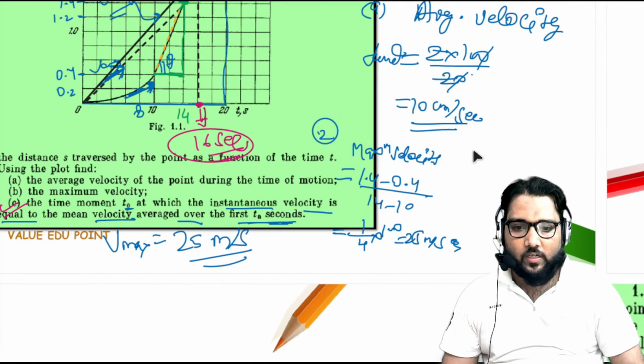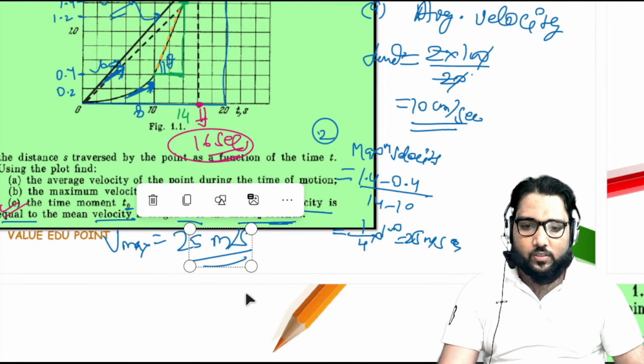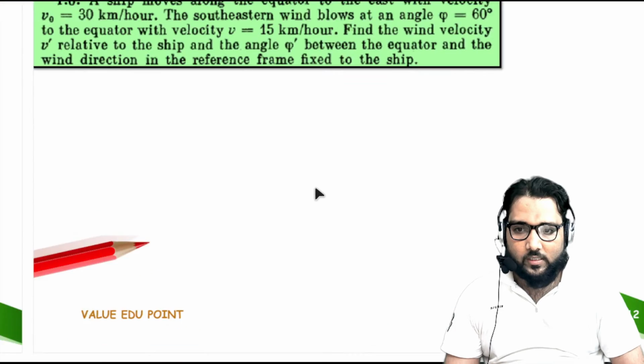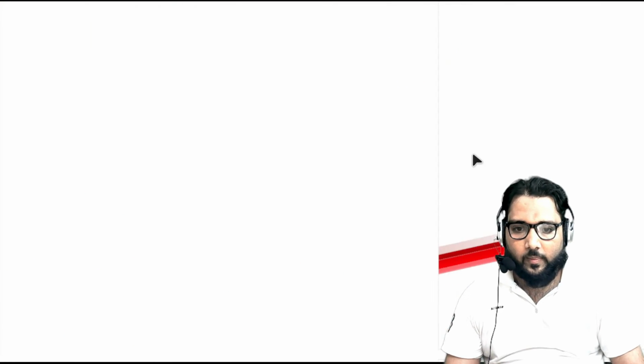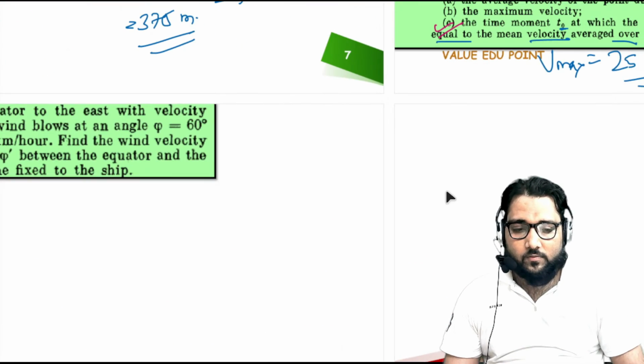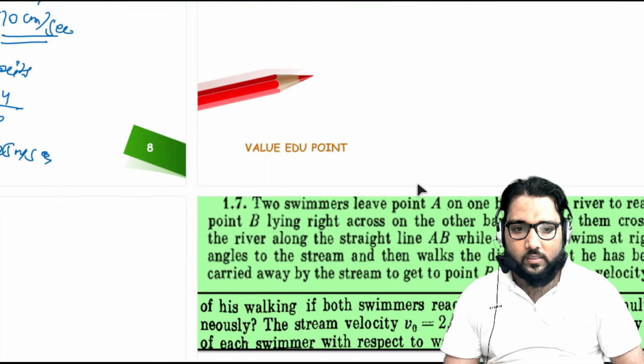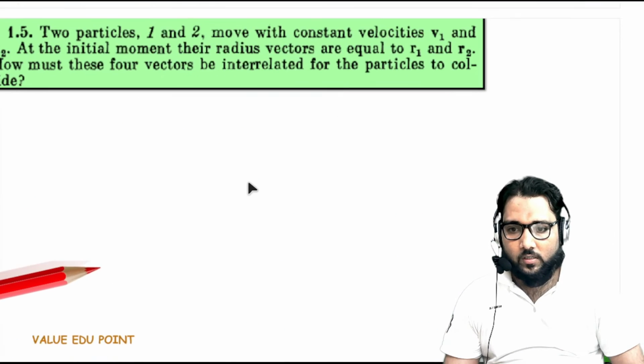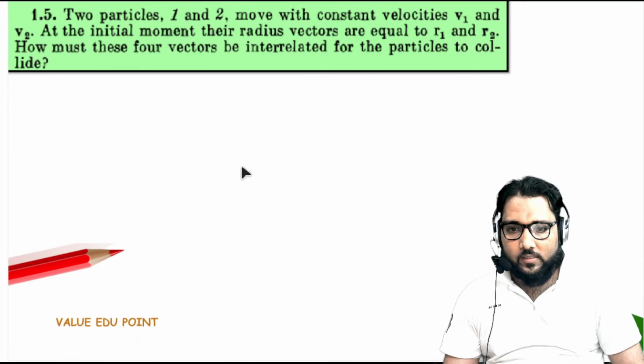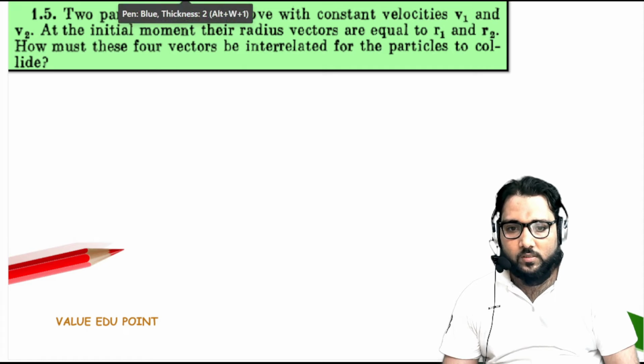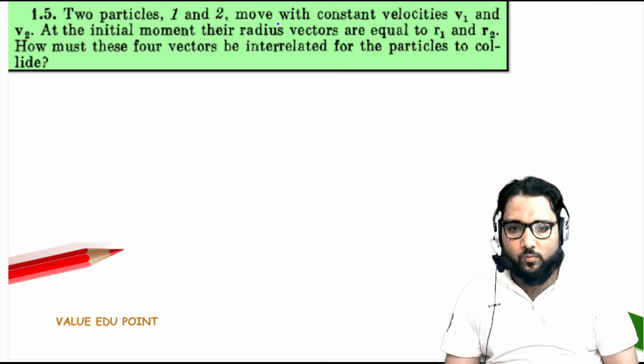Now we are going to our next question, question number 5. Look at this, guys, this is again a very good problem. Two particles 1 and 2 move with constant velocities v1 and v2, and at the initial moment their radius vectors are equal to r1 and r2. How must the four vectors be interrelated for the particles to collide?